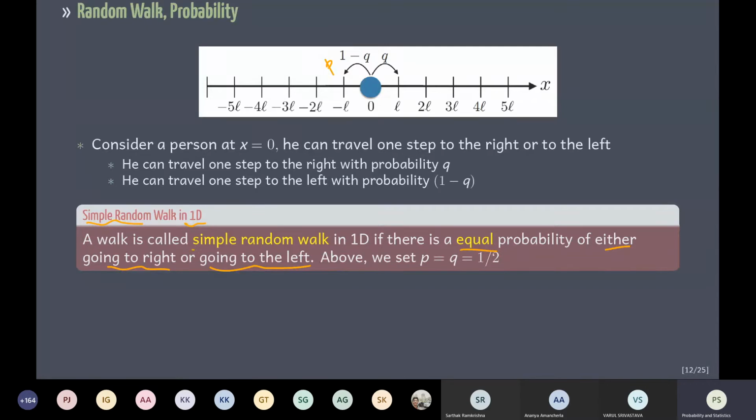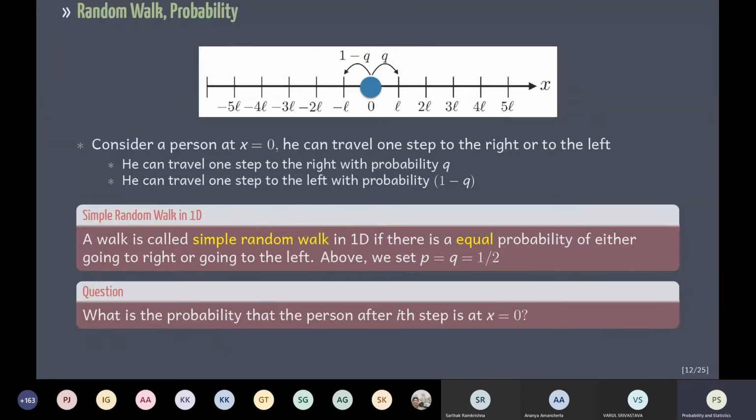We could have defined the biased random walk. So in general, if q is not half, then we can call it a biased random walk. This is how we define it. So what is the probability that the person after the ith step will be at x equals 0? These are the questions we can ask.